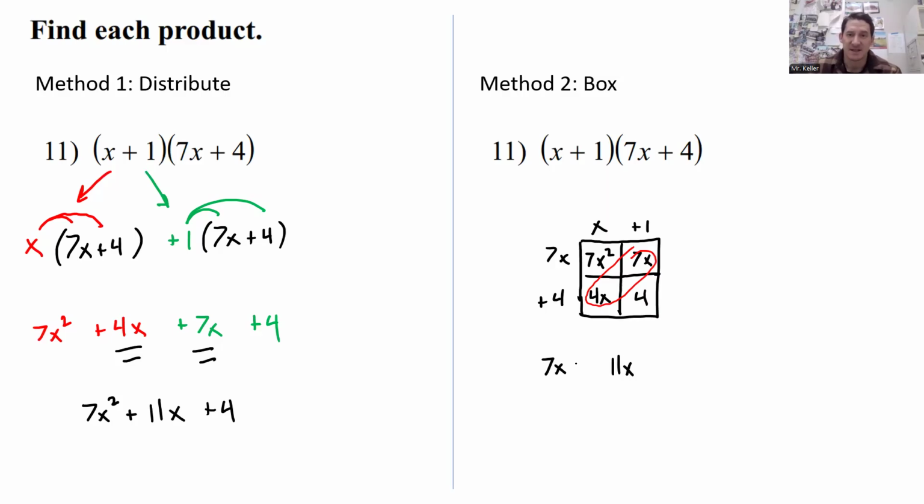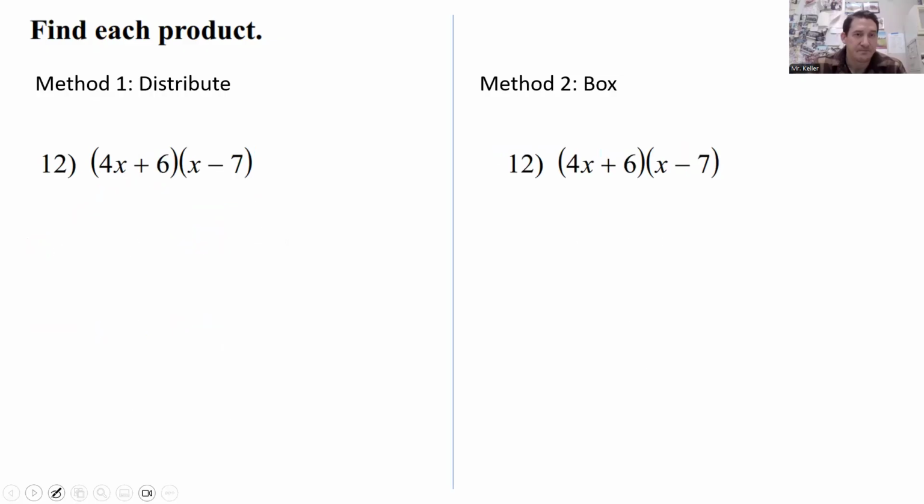So we get 7x squared from here, right? Plus 11x plus 4, right? Do whatever method you want. Doesn't matter to me. So distribute, let me show you, let me streamline this a little bit because all you're doing is distributing the first term and then distributing the second term and then combine like terms.